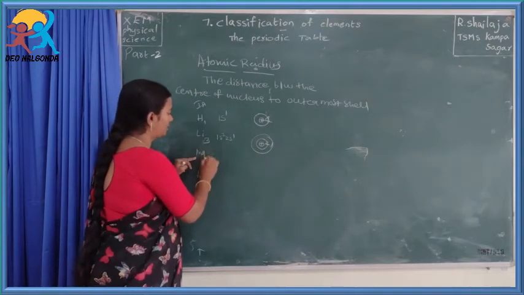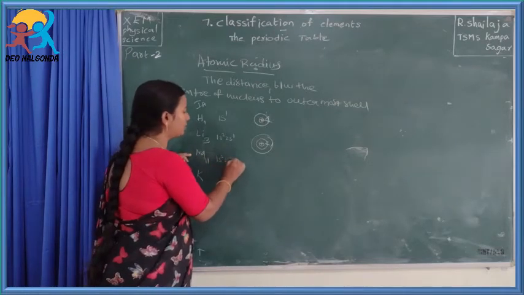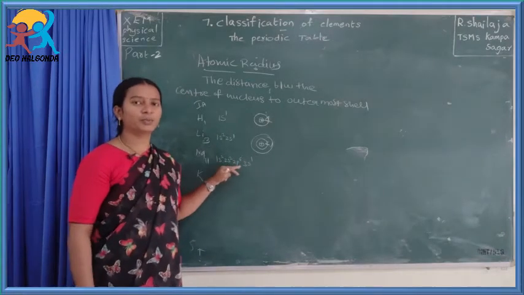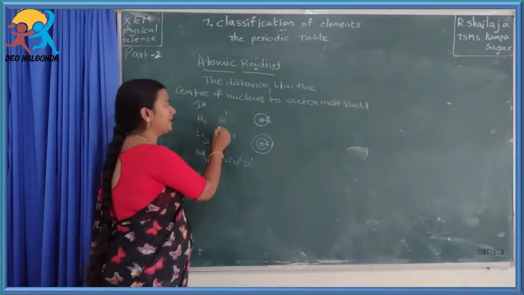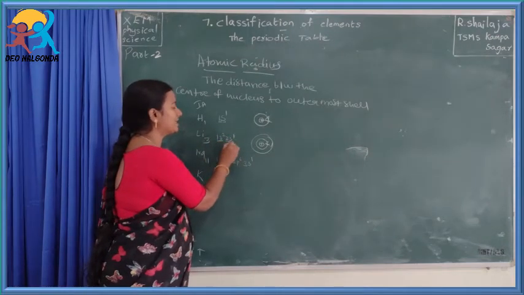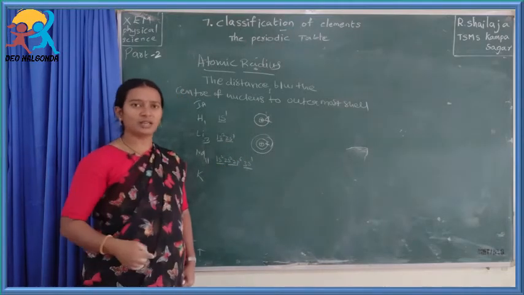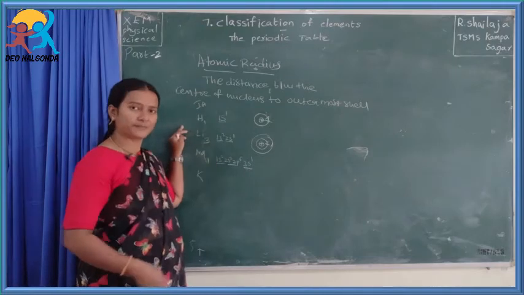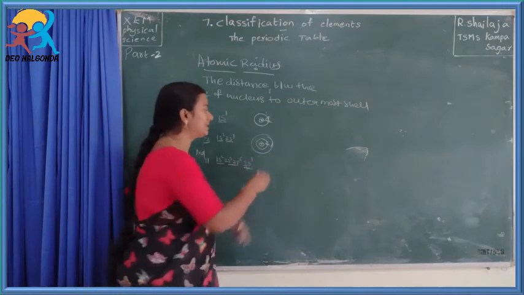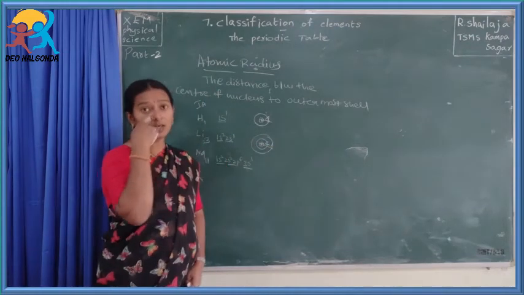Next, sodium, atomic number 11, has 11 electrons: 1s2, 2s2, 2p6, 3s1. Here for lithium there are 2 shells, and the second shell is the outermost shell. For sodium there are 3 shells, and the third shell is the outermost shell. So in a group from top to bottom, the shells increase. If the shells increase, the distance between the center of the nucleus and the outermost shell also increases.